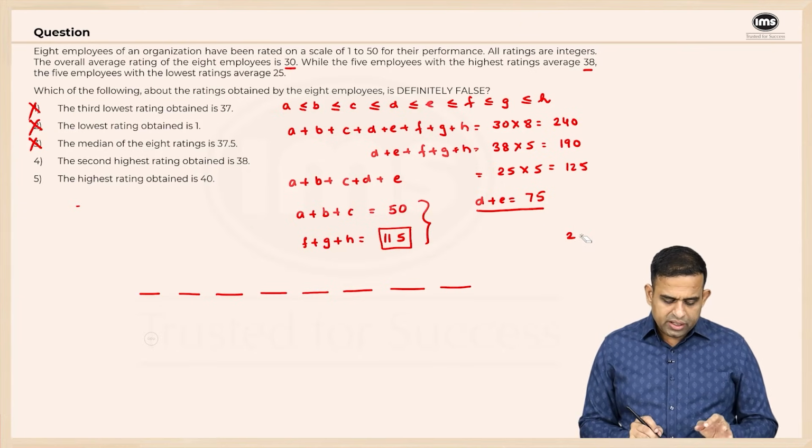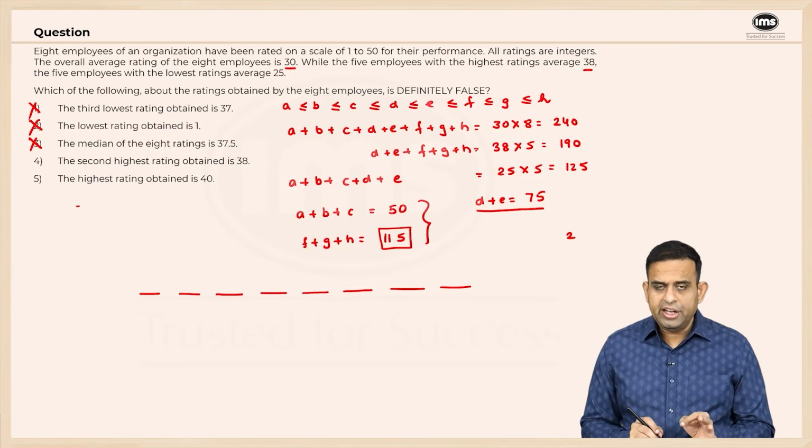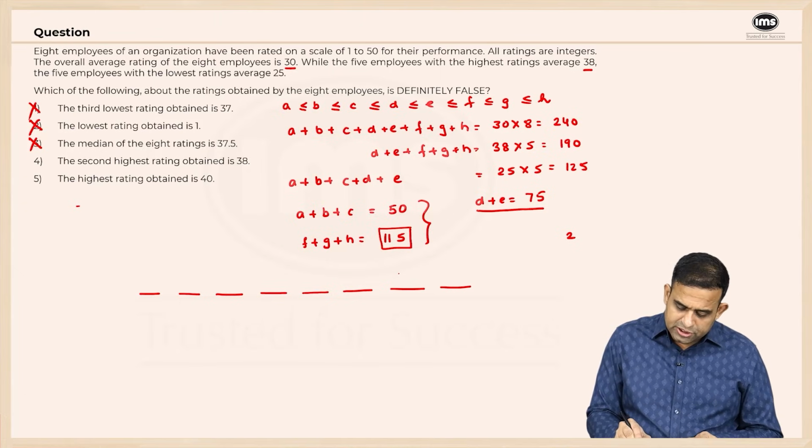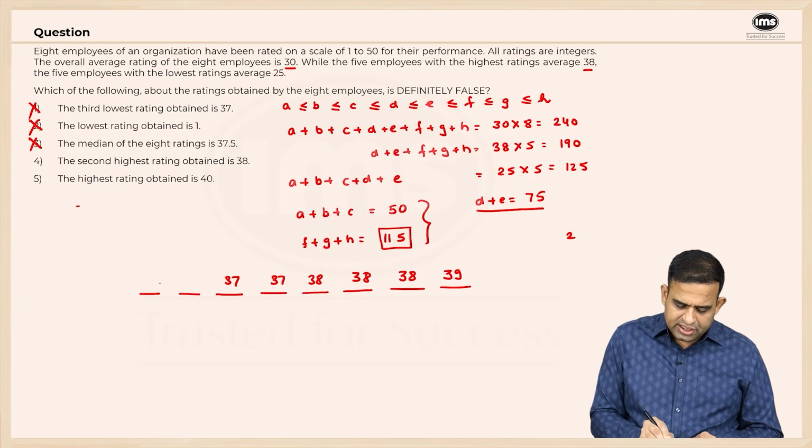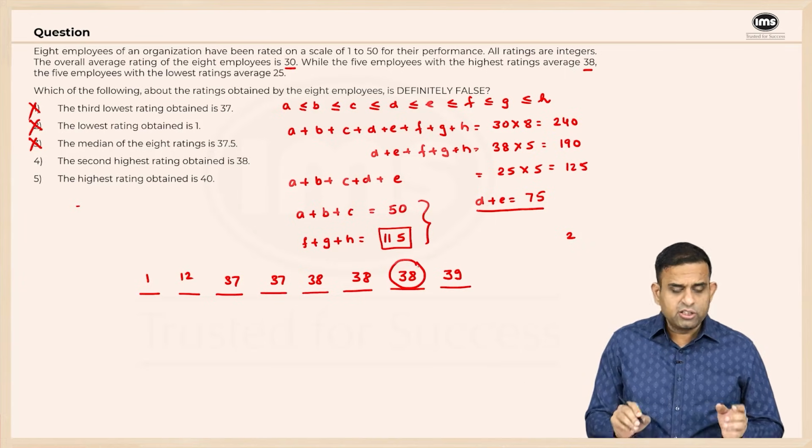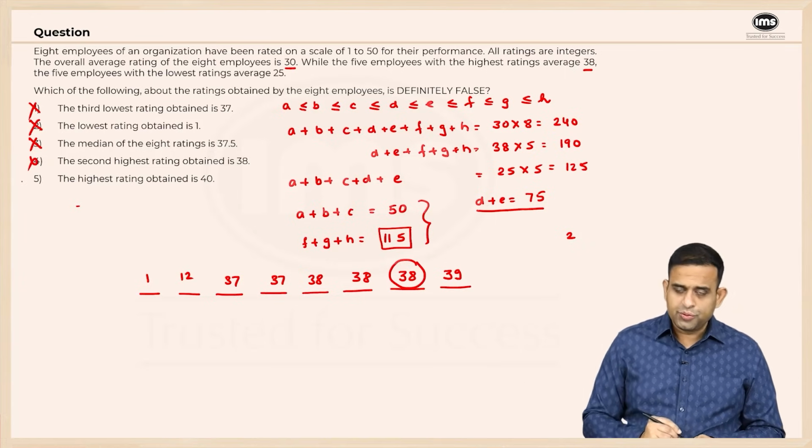Then if you look at the next one, they are saying the second highest rating is 38. Again, we have seen in case number 1 that this value of 38 was possible, with 38, 39, 38, 37, 38, 37, and this could lead to multiple possibilities. So this 38 is also possible, hence not the answer.